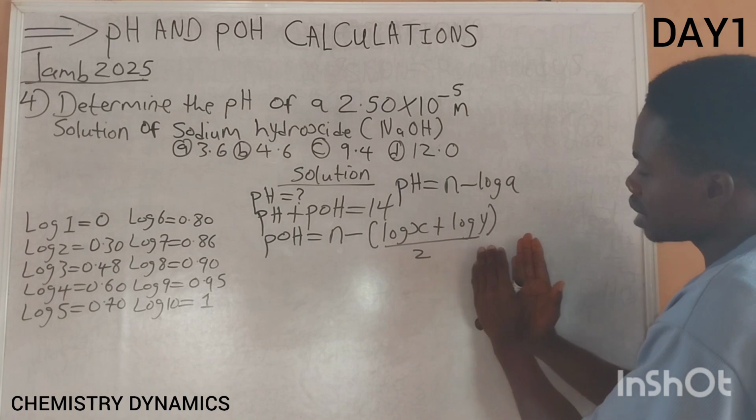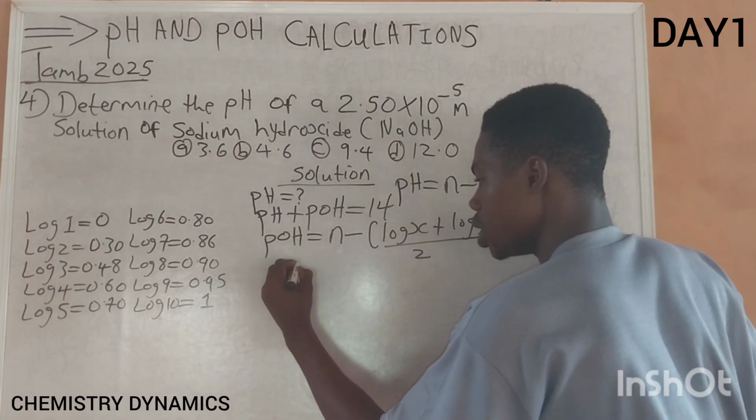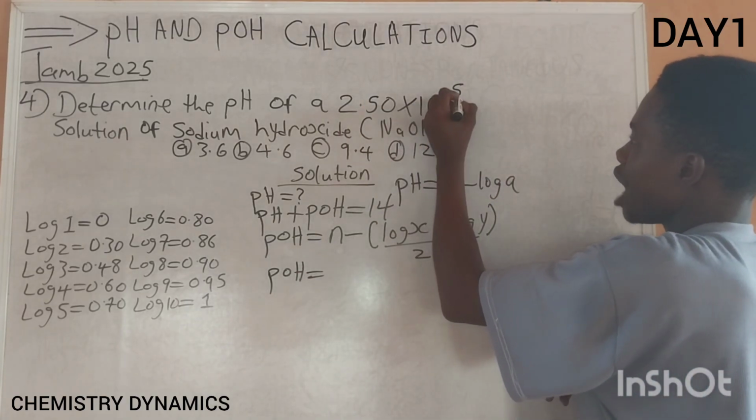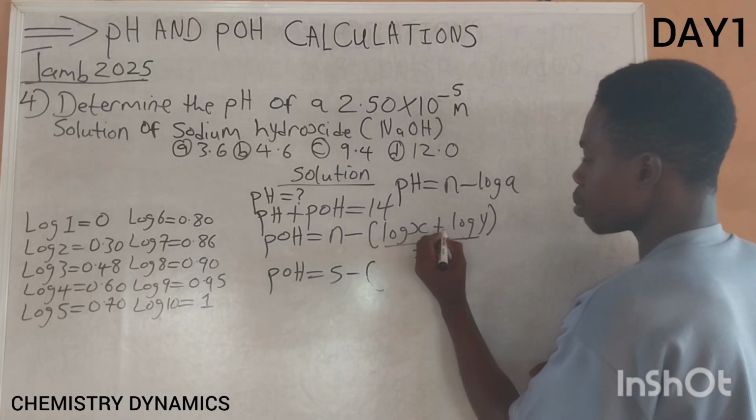Now, I haven't explained this formula, so let's not go straight to the question. So it will be pOH equals N, which is 5, the power. 5 minus open bracket log S plus log Y.